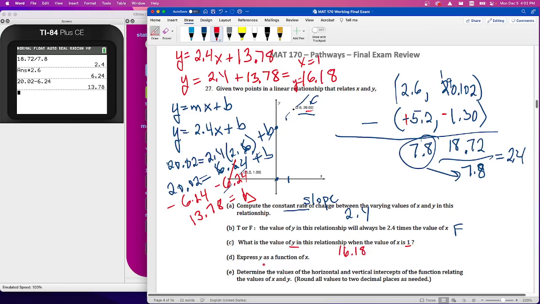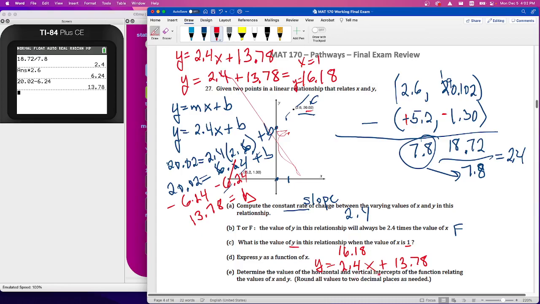Now they ask us to express y as a function of x. Well, that's what our equation did. And I did it this way because that's kind of the only way I knew how to figure out, when x is 1, what is y. We needed to really get the function, right? But we've already got that: 2.4x plus 13.78.